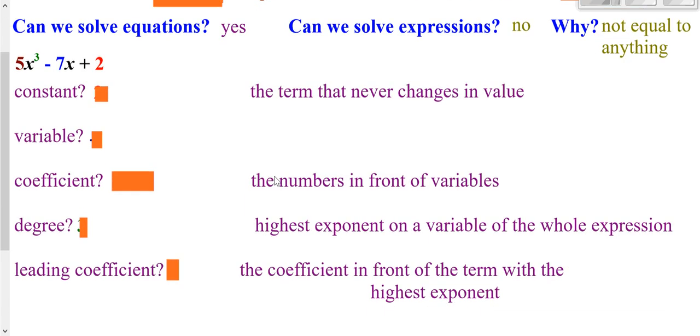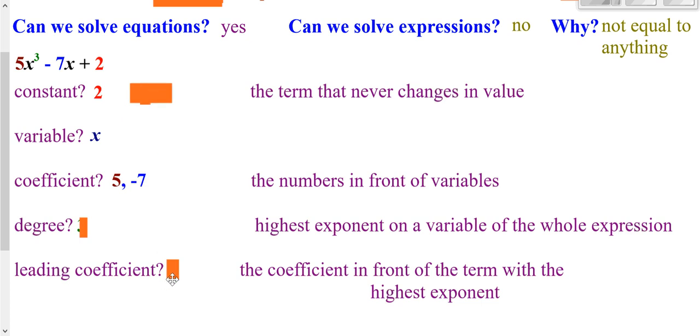So down below here, we have what's referred to as a polynomial. More specifically, it's a trinomial because it's three terms. Terms are things added and subtracted together. Our constant is the one term that doesn't depend upon anything with x. So our constant is the 2. Our variable is our x. Coefficients are the numbers in front of your variables, in this case the 5 and the negative 7.